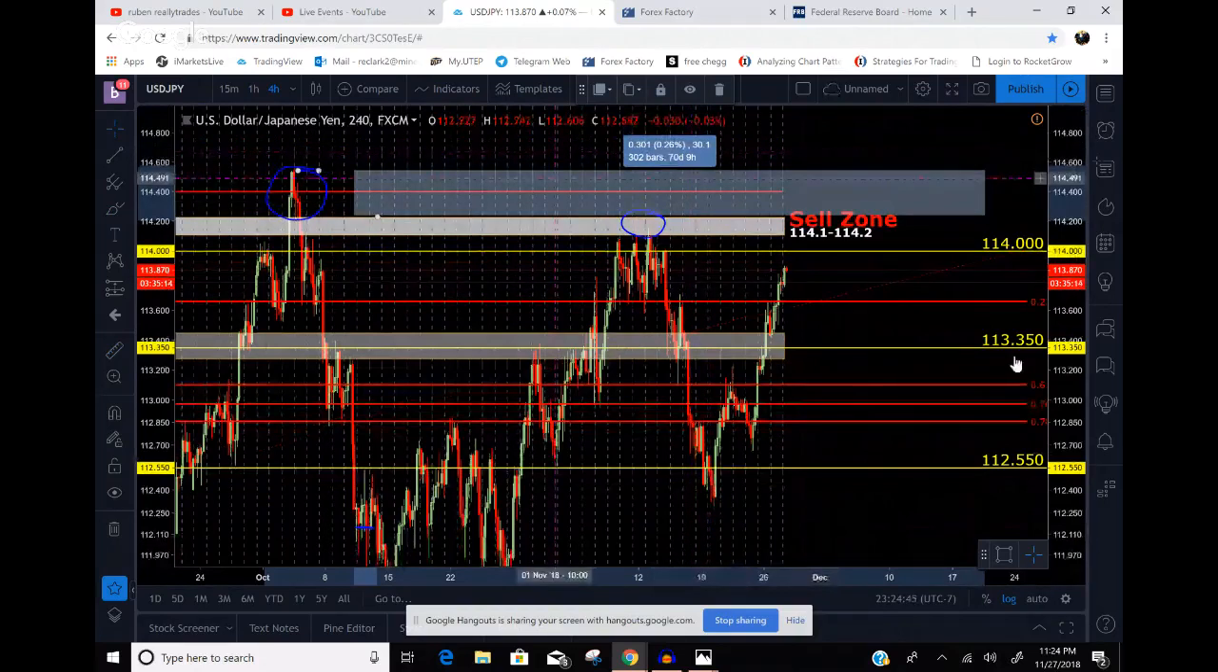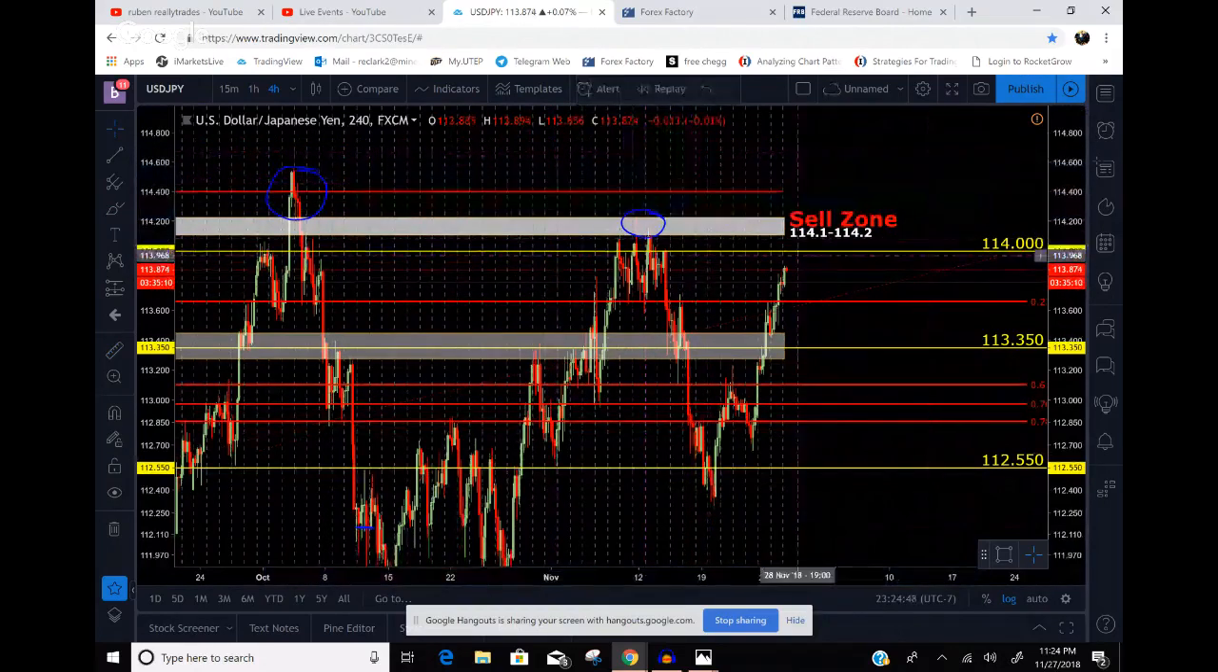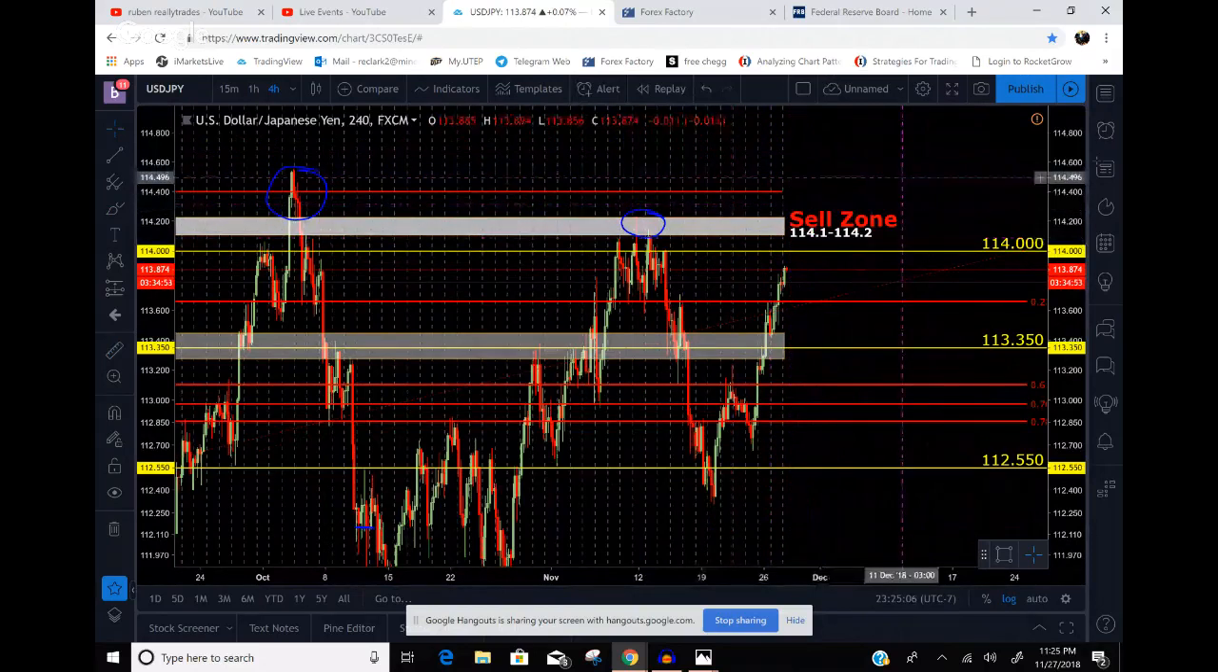So our sell limit, right, anywhere around here, if you take a sell at 114.1, excuse me, you're going to have 40 pips stop loss. If you take a sell at 114.2, it'll be a 30 pip stop loss. But with this right here, I do feel like this is an accurate sell zone.